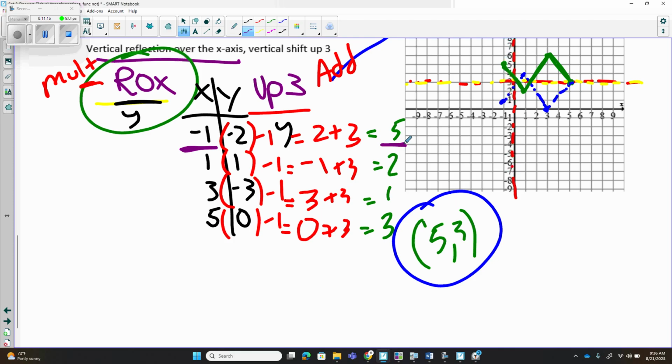So you have to follow the order of operations in order to get this one right. That's why order matters. So when you're writing it down, you cannot put ROX on the backside. It has to be in the front because you would multiply before you would add. Okay? Any other questions on here?